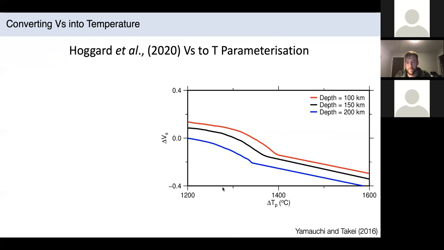The way these work is that at low temperatures, so temperatures on the x-axis here, rocks behave elastically, and so there's roughly a linear relationship between shear wave velocity and temperature.